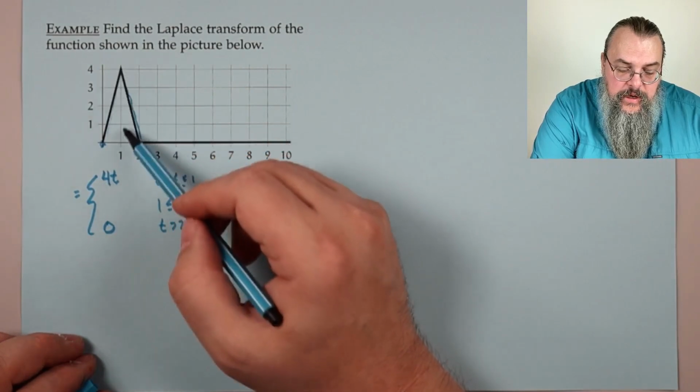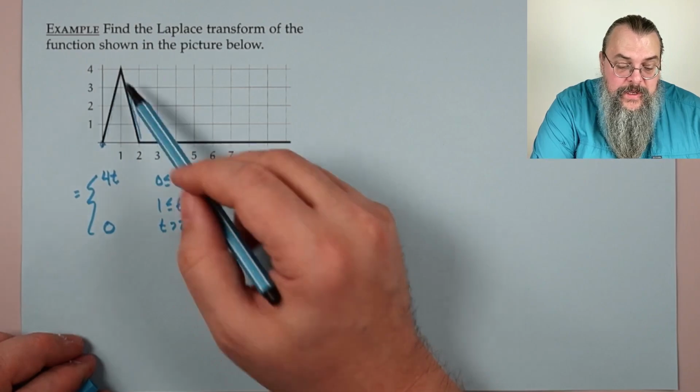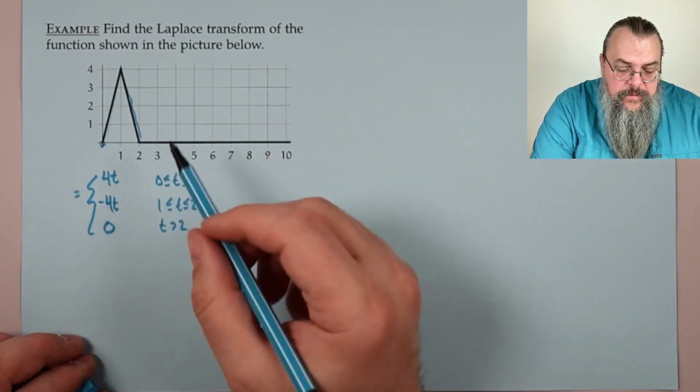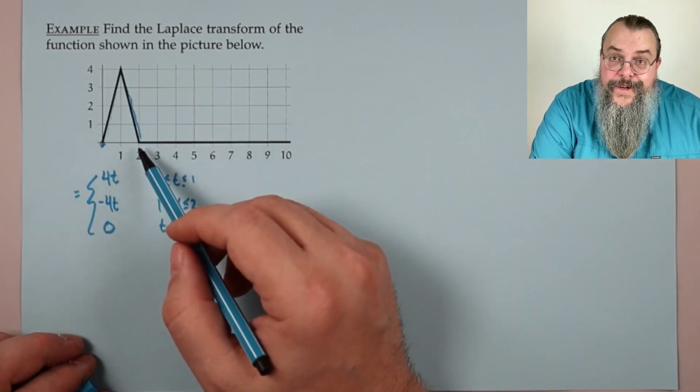So it's down 4 over 1. So that's a slope of negative 4. Okay, slope is negative 4, so it's minus 4t. But then it's minus 4t plus something. Now the question is, what?